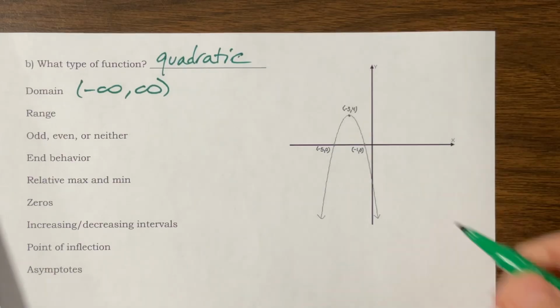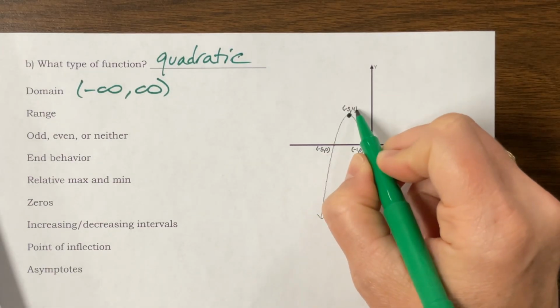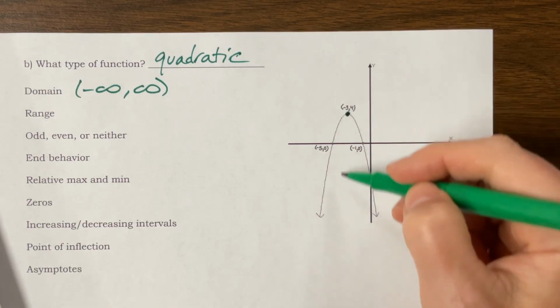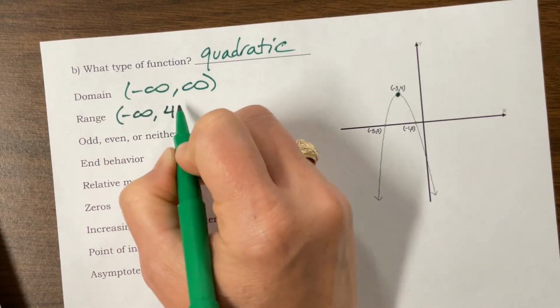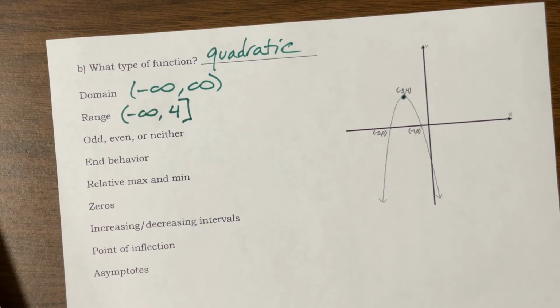The range: okay, so I see that we've got a y value of 4. Well, everything else is going to be smaller. So we're going to go from negative infinity to this positive 4. We want to include it, so we're using hard brackets.